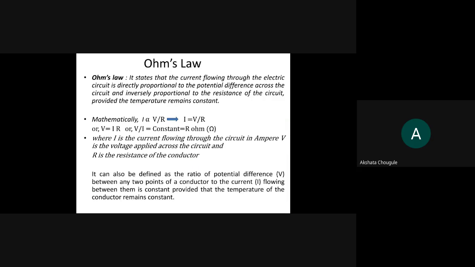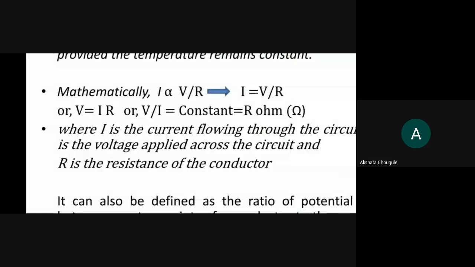So what Ohm's law basically does is give the relationship between the potential difference, that is V, and the current, that is I, and also the resistance is introduced here, which is R. So we define this relationship by V and I. Mathematically, we can write it like this: I is proportional to V by R.